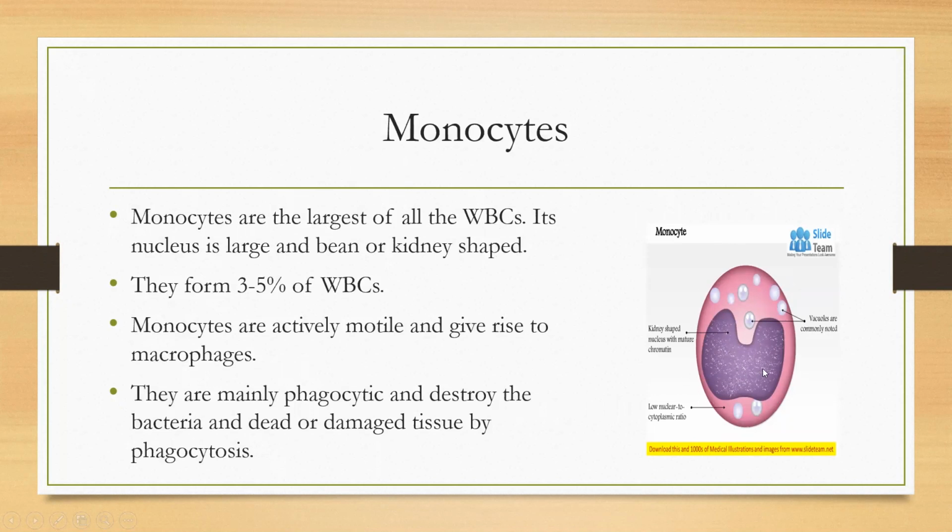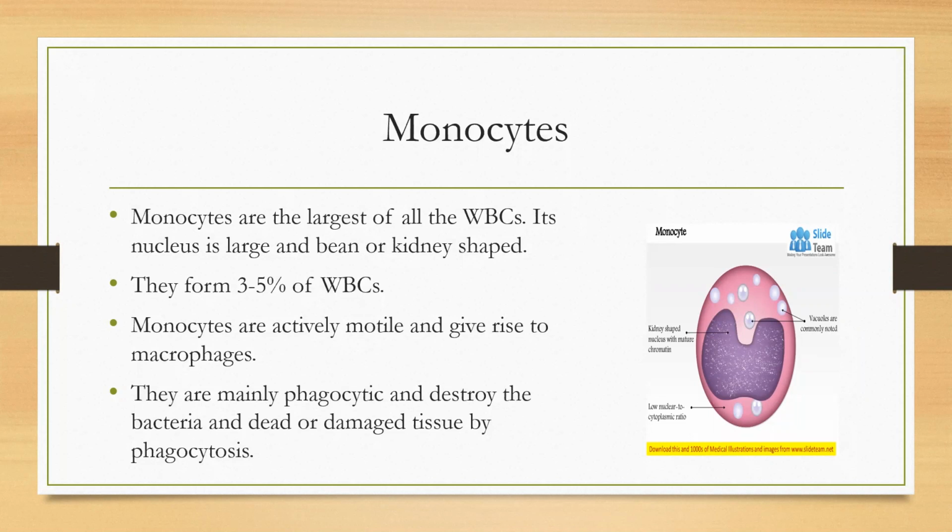The nucleus is very large and kidney shaped. It forms about 3 to 5% of WBCs. Monocytes are actively motile and give rise to macrophages. Actively motile means they can move from one place to another. What are macrophages? Macrophages are large size cells, and they have the capacity of phagocytosis. Phagocytosis means to engulf the dead cells or destroy the infected cells.